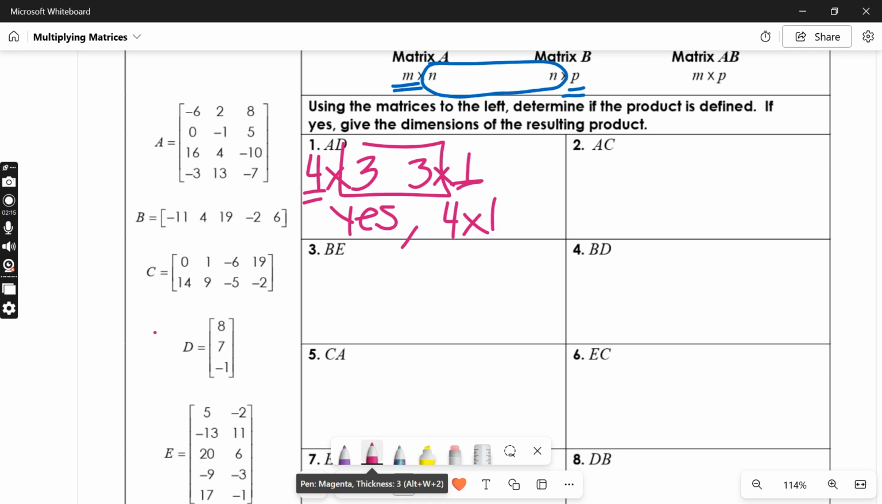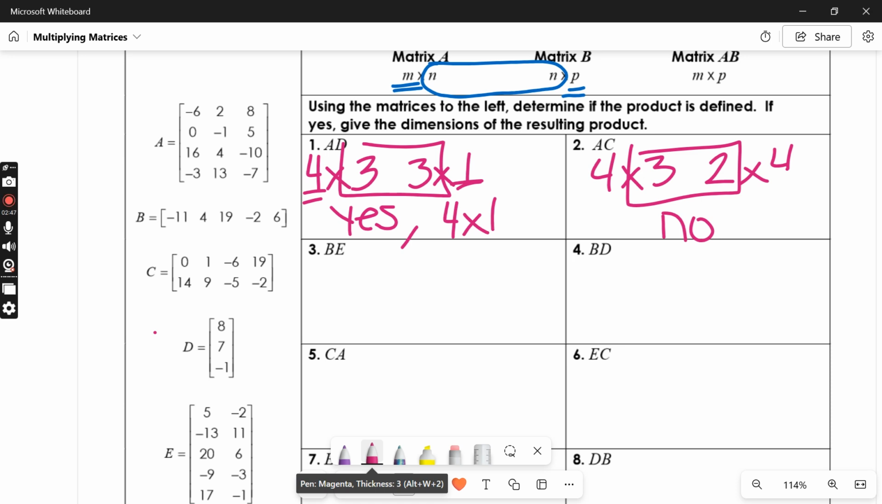Okay. Then we're going to look at A and C. Again, A was 4 by 3. C is 2 by 4. These two do not match, so we would say no, it's not defined. And since it's not defined, we don't need to give dimensions. Okay. This is pretty straightforward. You could pause it here, go through and test each of those out and see if you agree and decide.